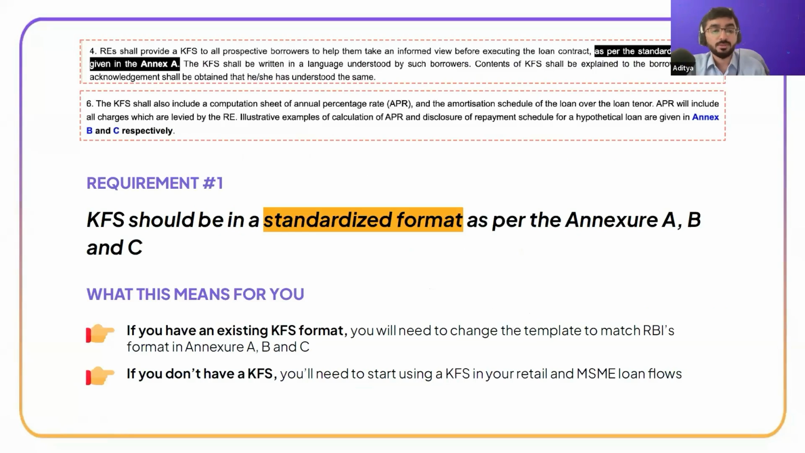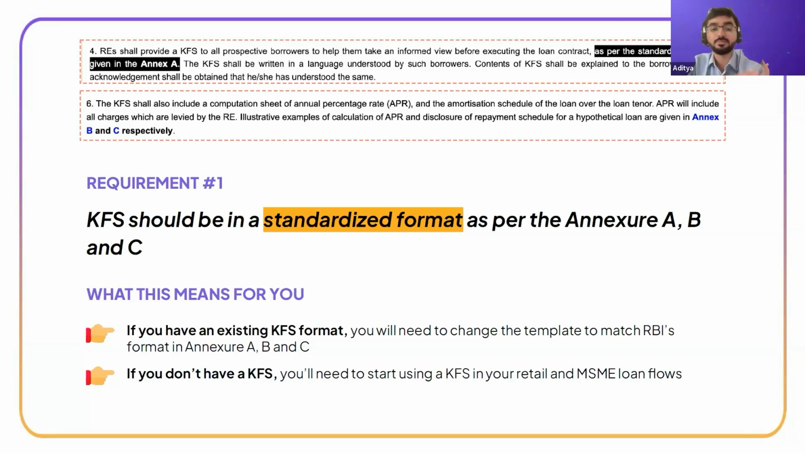First requirement is a requirement of format, right? RE shall provide a KFS to all prospective borrowers as per the standardized format in Annexure A. Similarly, there's a requirement for a computation sheet of APR and amortization schedule given in Annexure B and C. This is a very simple and very clear requirement, right? One, if you already have a KFS or a document with similar purpose, it's very simple. Simply update your format. That's it.